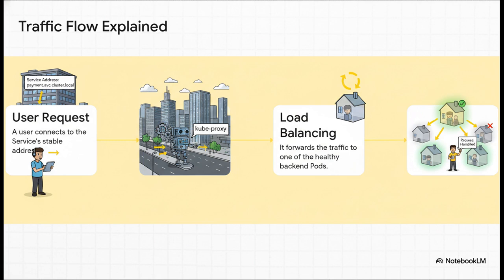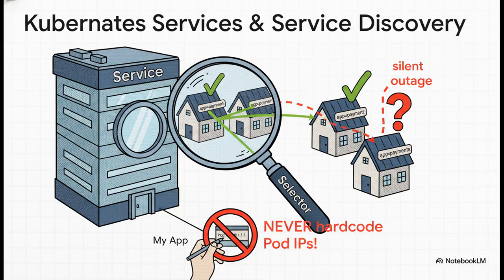Now you have to pay attention here, because getting this stuff right is absolutely crucial. As you see on the slide, you should never hard-code a pod IP. Ever. But just as important, you have to make sure your pod's labels perfectly match your service's selector. A tiny typo here won't give you an error, but it will cause a silent, complete outage. It is the number one thing to check when your app suddenly isn't reachable.